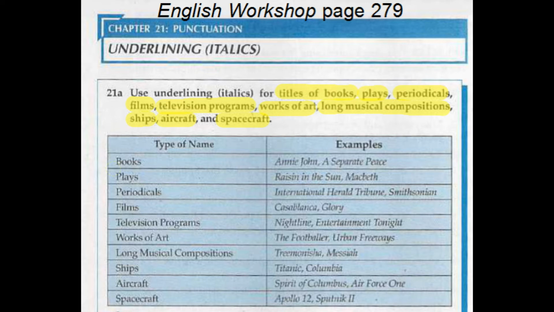Okay, at the top of the page there's Rule 21A, and I want you to do a little bit of highlighting. Use underlining or italics for titles of books, plays, periodicals, which means magazines, films, television programs, works of art, long musical compositions, ships, aircraft, and spacecraft. And if you look below, you see some good examples of all of those.